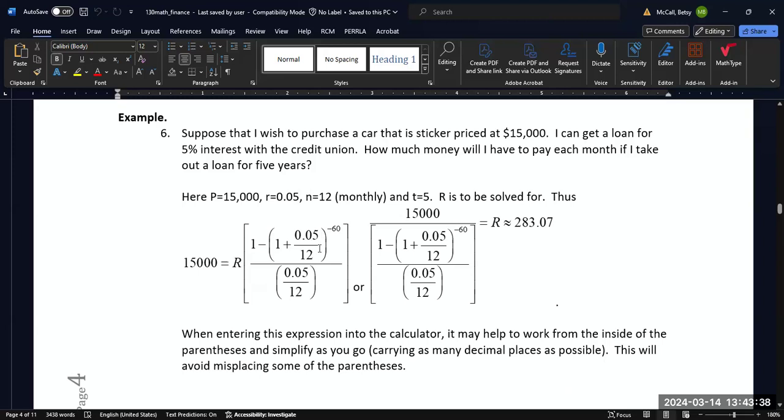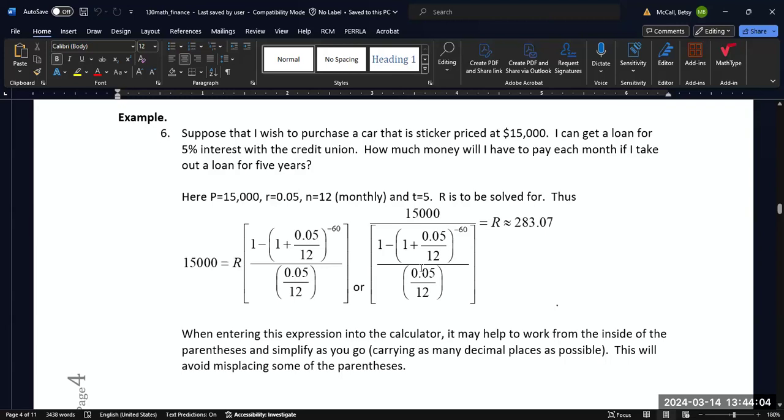N is equal to 12. That's my compounding cycle. T is equal to 5, that's 5 years. 12 times 5 is 60. And when I run this through my calculator, I divide this whole side of the equation, times R, which is just a constant. So I divide my 15,000 by whatever this constant turns out to be.